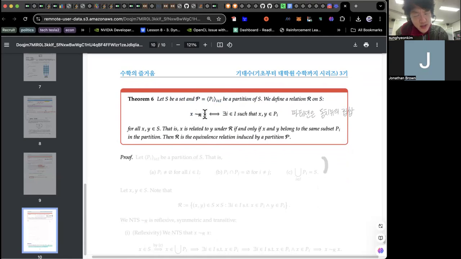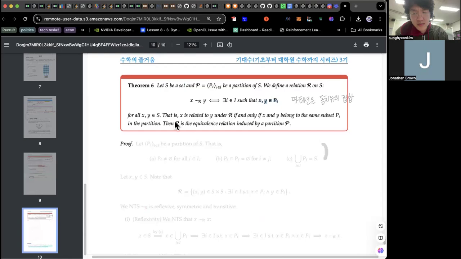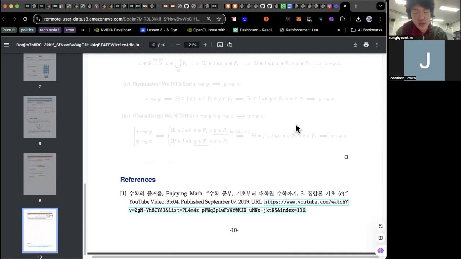Then we define a relation R on S, where X is related to Y under R if and only if X and Y belong to the same subset P_i in the partition. Then R is the equivalence relation induced by the partition P.